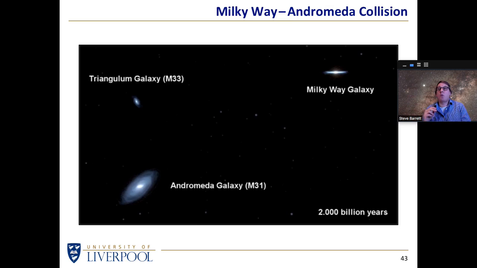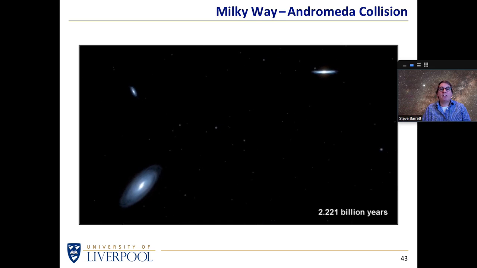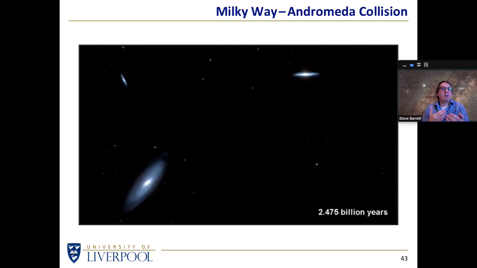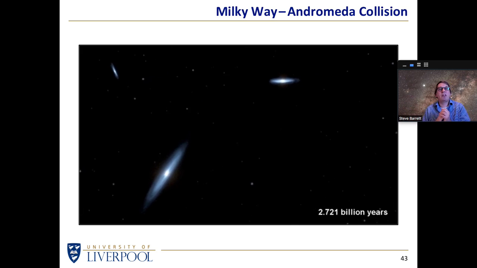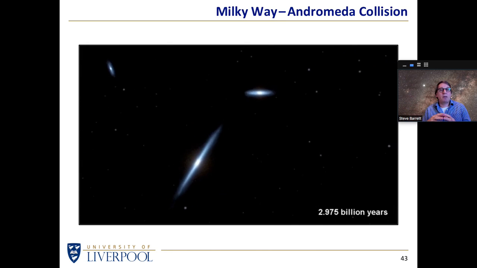We can see what would happen, for instance, when two particular galaxies collide. If we look at the Milky Way galaxy in the top right, the Andromeda galaxy in the bottom left, it has been calculated that these two galaxies are going to collide with each other about 4 billion years from now. The Triangulum galaxy M33 is in the vicinity but doesn't actually take part in this collision. It's simply a spectator. So let's watch what happens as the Andromeda and the Milky Way, under their mutual gravitational influence, come close to each other.